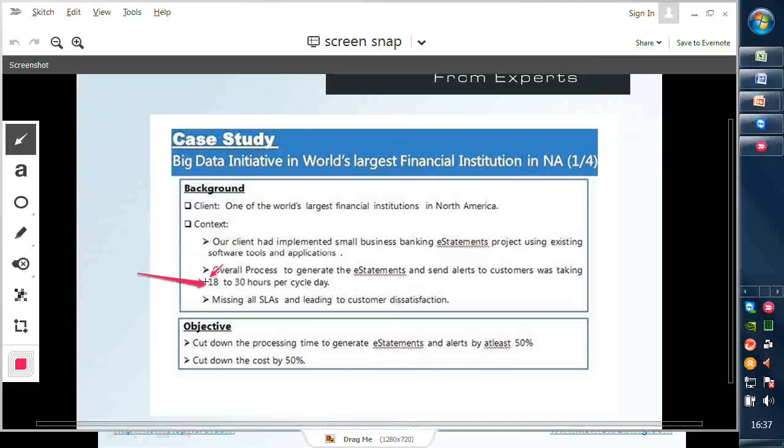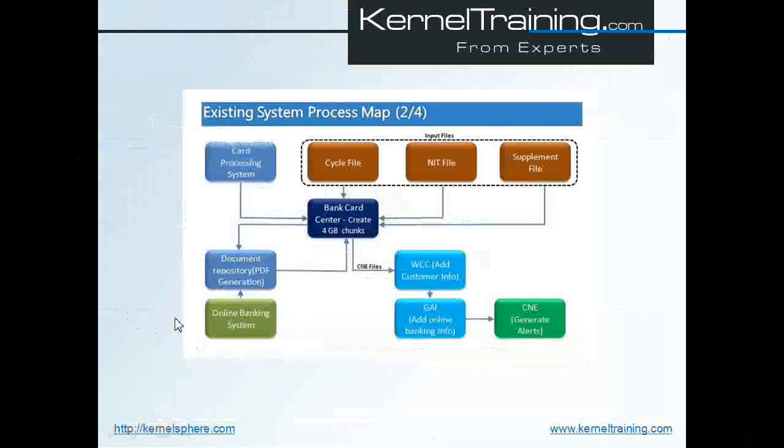Okay, what is happening? Well, it takes about 18 to 30 hours per day to complete this process, and during this process, if they happen to make a small mistake, they have to rerun this, and again you need to wait 18 to 30 hours per day. Okay, what will happen? Well, you miss your SLAs. Your customers will be very unhappy about it, and it will lead to their dissatisfaction, guys. Okay, so what does the bank want to do? Bank wants to cut down the processing time. That's their objective one. Then they want to go ahead and reduce the cost. How do you do that? Well, that is exactly what this project is about, guys.